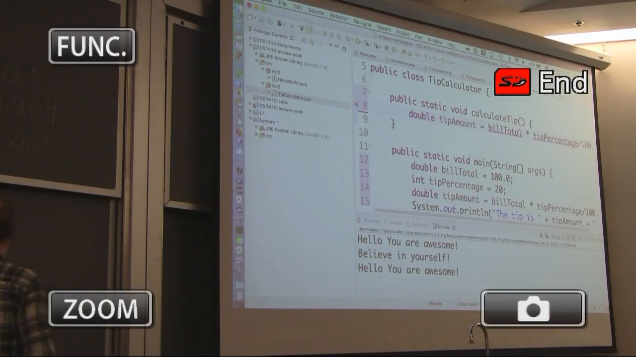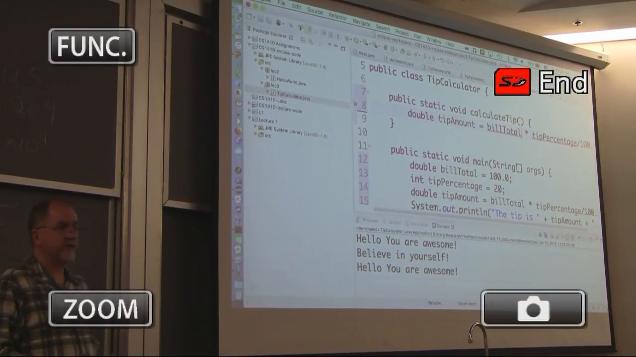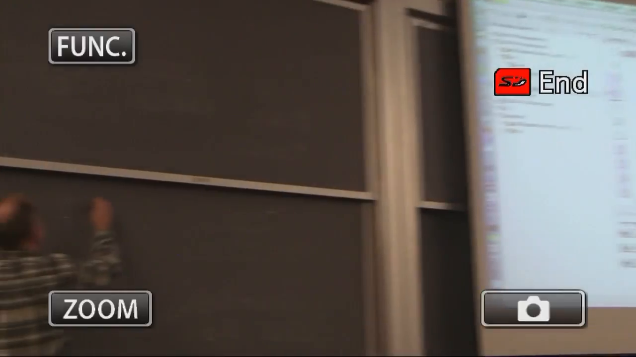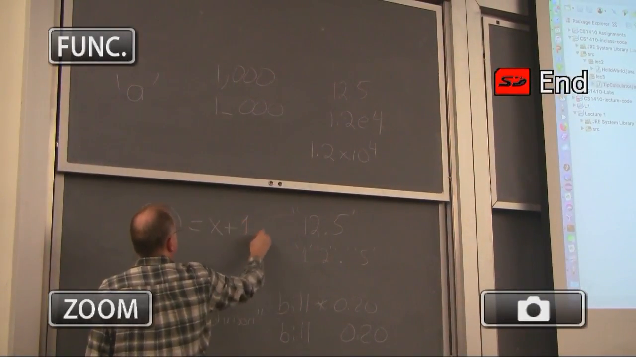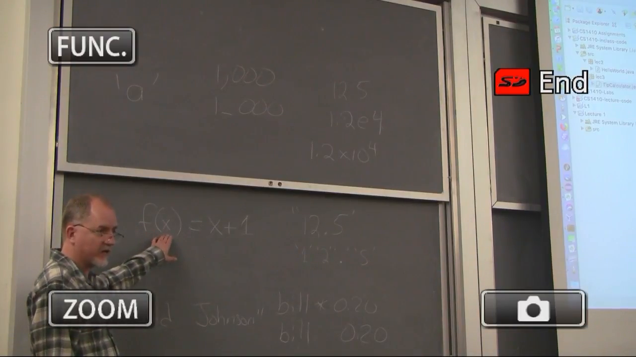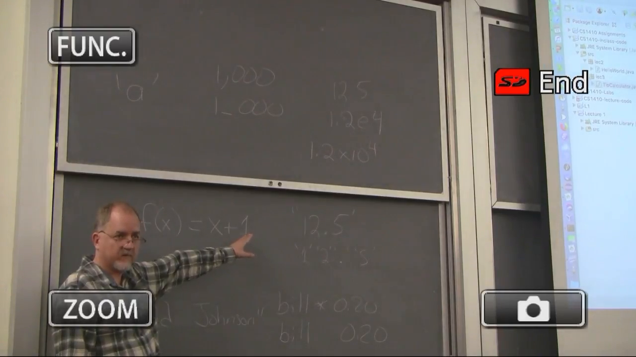Now, methods come basically from the idea in math, functions. And most of you have probably seen something, if you've been up towards calculus. I define a function that takes an argument x and then adds 1 to it. That's what this function does, right?